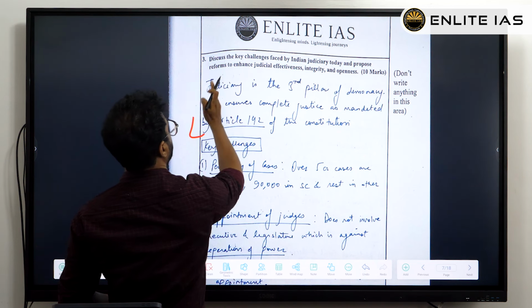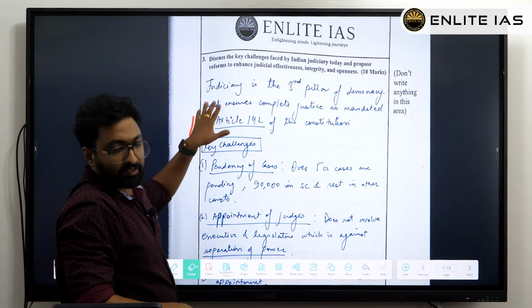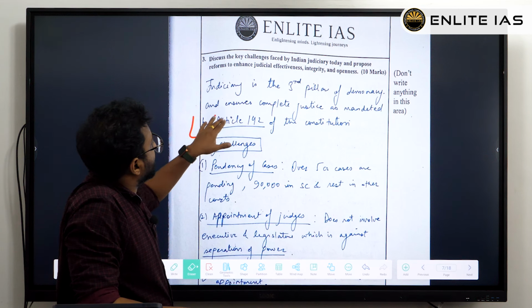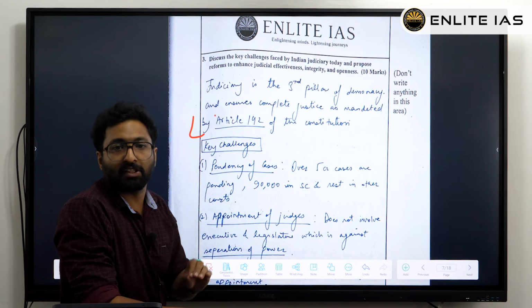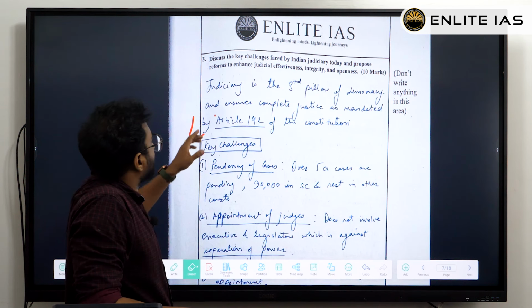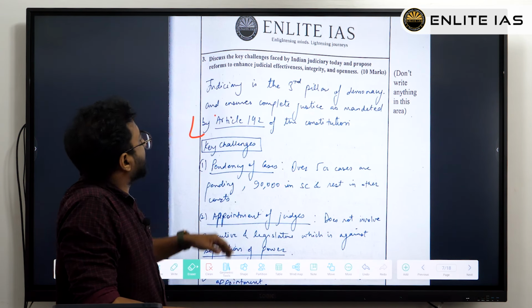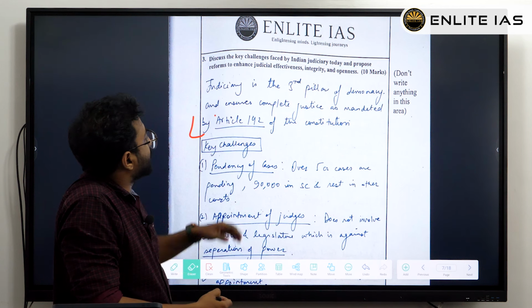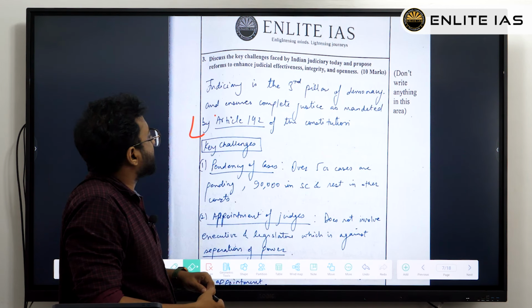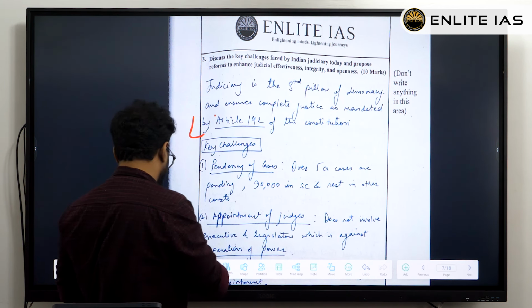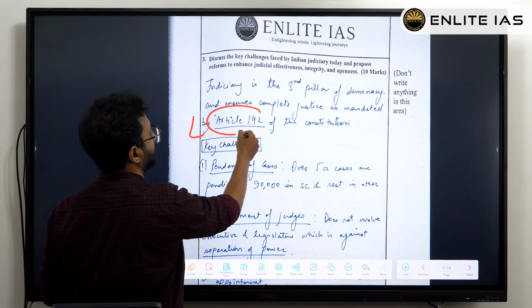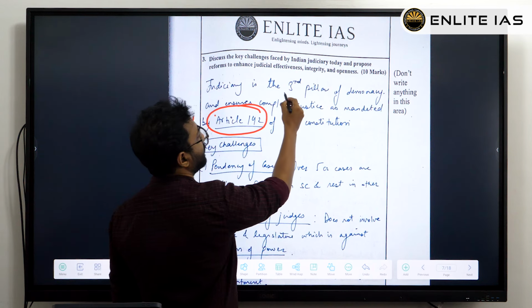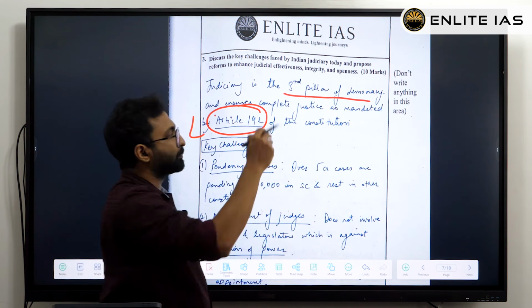He has written a very simple introduction, because what they have asked is about the challenges to the Indian judiciary. He has written, judiciary is the 3rd pillar of democracy and it ensures complete justice as mandated by Article 142 of the Constitution. That's what I referred to earlier: articles, as well as some qualifiers like 3rd pillar of democracy.